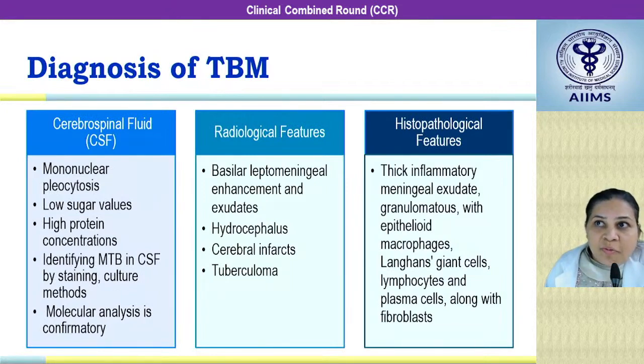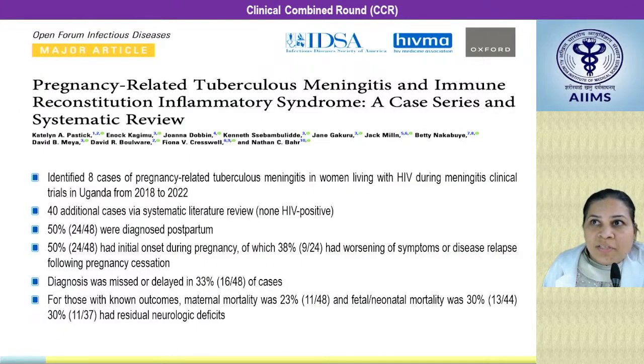The diagnosis of tuberculosis mainly depends upon the CSF findings, the radiological features, and the histopathological features. In CSF, there are mononuclear pleocytosis, low sugar, and high protein content, and there is definite Mycobacterium tuberculosis either on culture or staining, and molecular analysis is confirmatory. Radiological features include basilar leptomeningeal enhancement and exudates, hydrocephalus, cerebral infarcts, and tuberculomas. Because of the thick exudation, there is hydrocephalus. On histopathology, there are granulomas typical of tuberculosis.